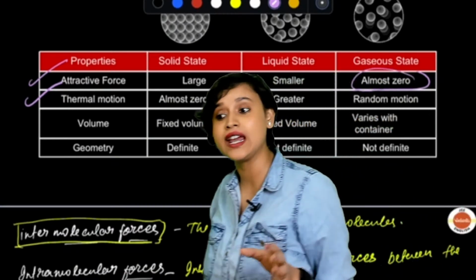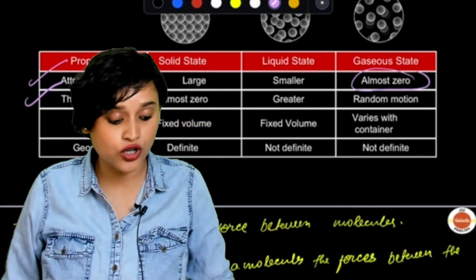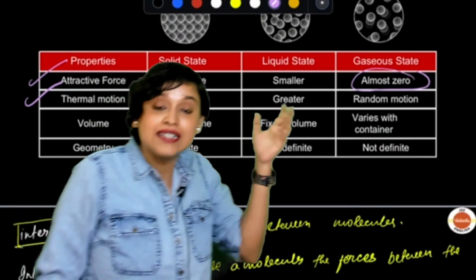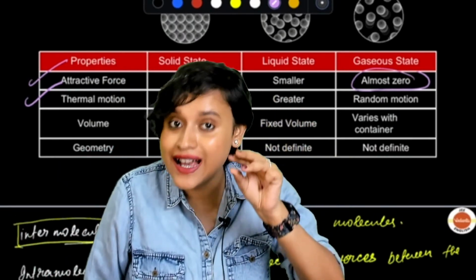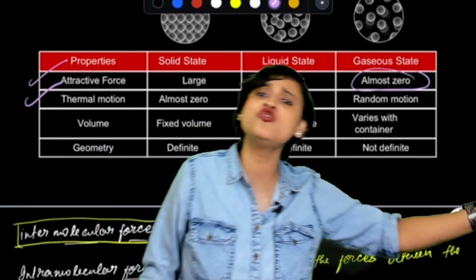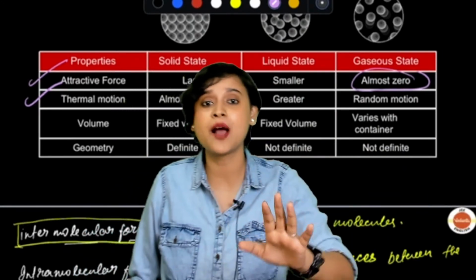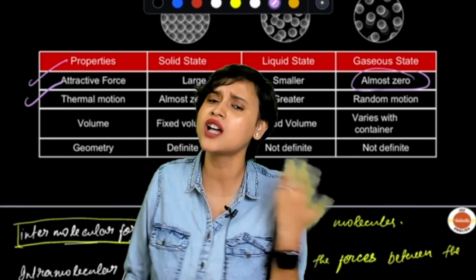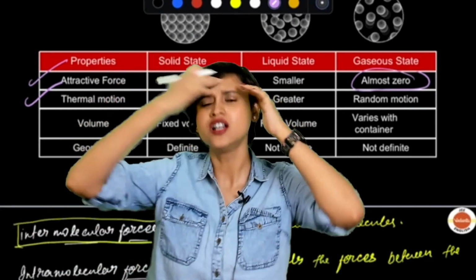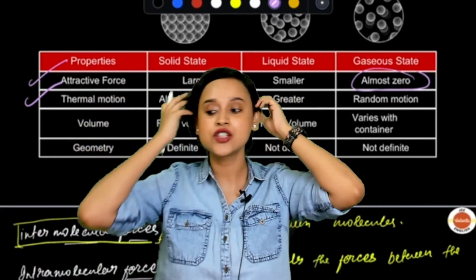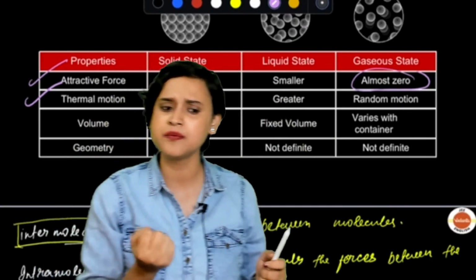In the solid state, you see that the attractive force is large, whereas in the liquid state, the attractive force has reduced a little bit. And as you move towards the gaseous state, what is happening? It is almost zero. Now tell me what is happening with the thermal. What is thermal? Temperature. Right? So basically, when you have solid, that means the temperature is less.